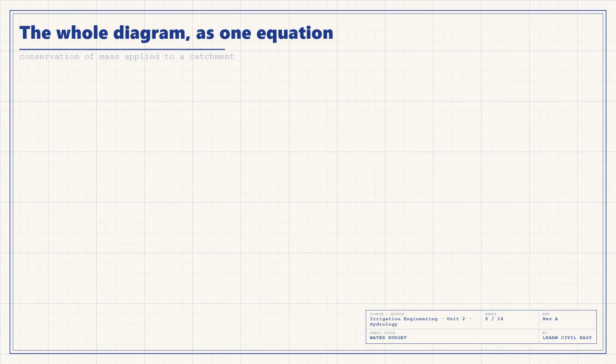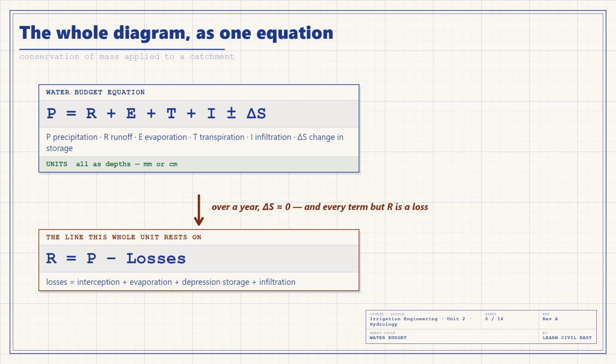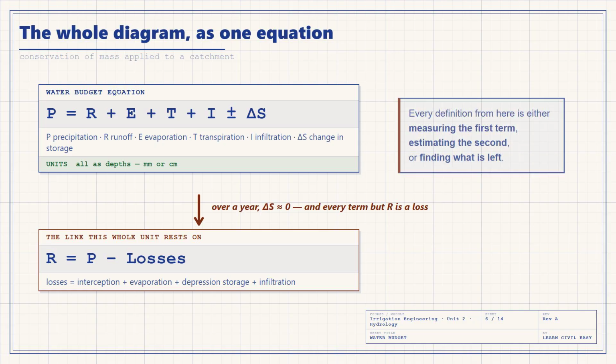Now, let us turn that picture into arithmetic. Apply conservation of mass to a catchment over some chosen period, and everything in the diagram becomes one equation. Precipitation equals runoff plus evaporation plus transpiration plus infiltration plus or minus the change in storage. Now, over a long period, say a full year, the change in storage becomes small enough to ignore, and every term except runoff is water we have lost, so group them, and the equation becomes this: runoff equals precipitation minus losses.